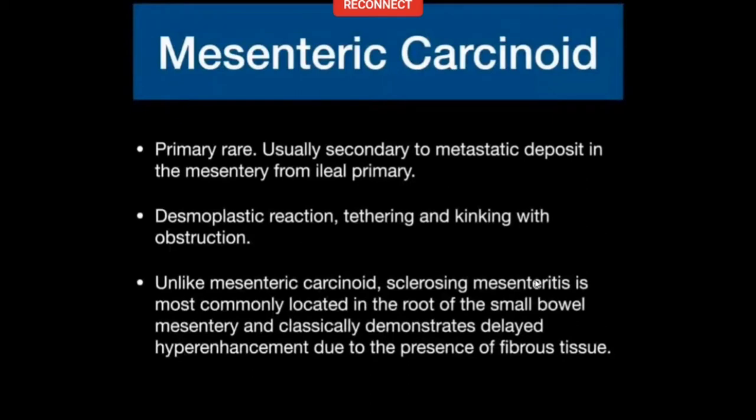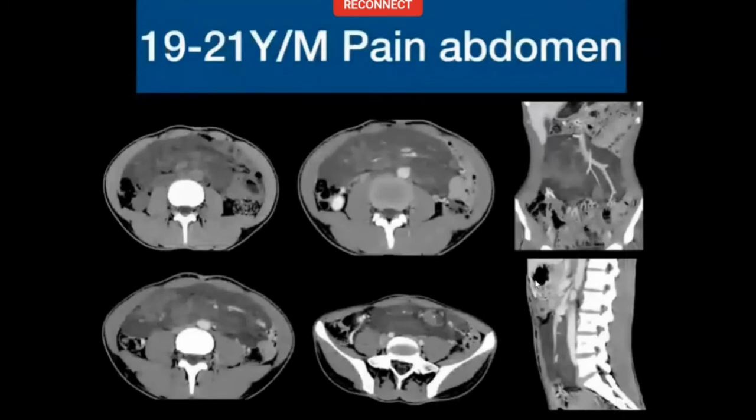Sclerosing mesenteritis will enhance more in the later phases. It will be more commonly located near the root of the small bowel mesentery, near the SMA origin, and it will enhance later, whereas the carcinoid will enhance earlier.